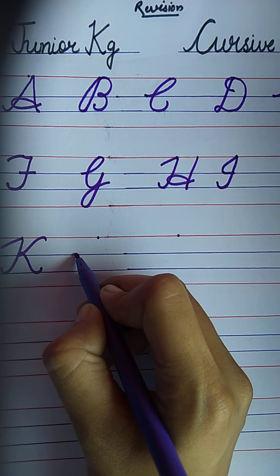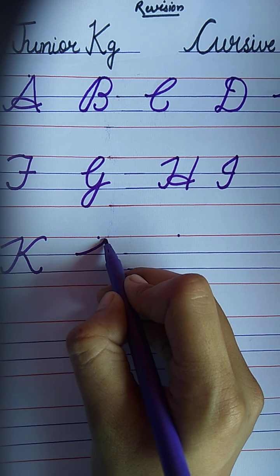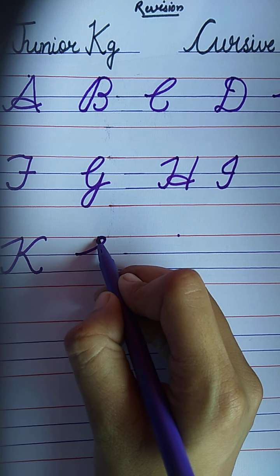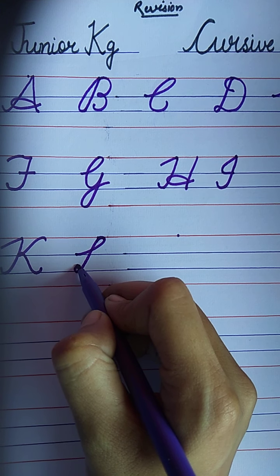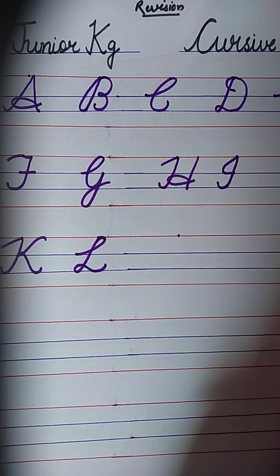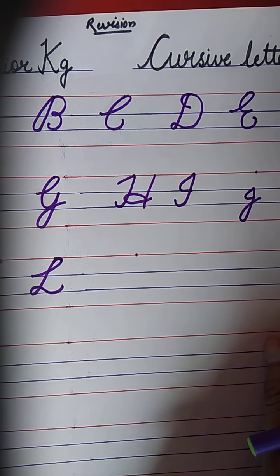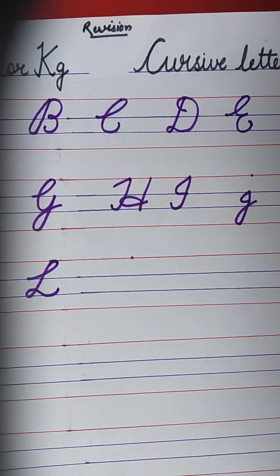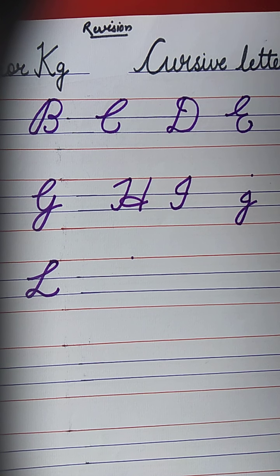See here, draw with me a curved line, then a loop, a slanting line, again a loop, then a curved line. This is letter L. L for lion. What is the spelling of lion? L I O N. Lion. Now L for lion के बाद कौन सा लेटर आता है? The next letter is M.